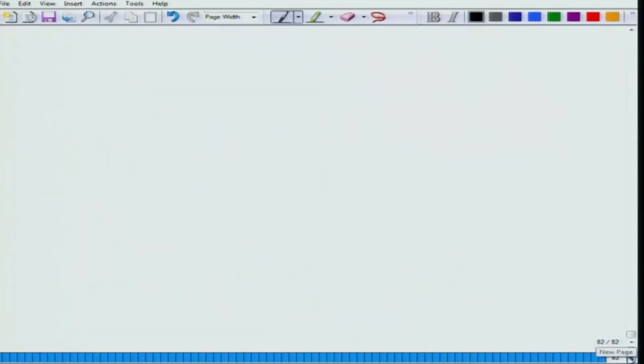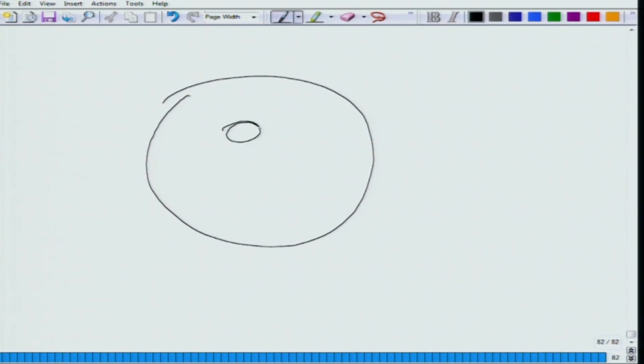Okay. One second, let me get back to the slide. Okay. So, this is basically how they look. If you see them, they will be like this. So, this is pretty much how they look.